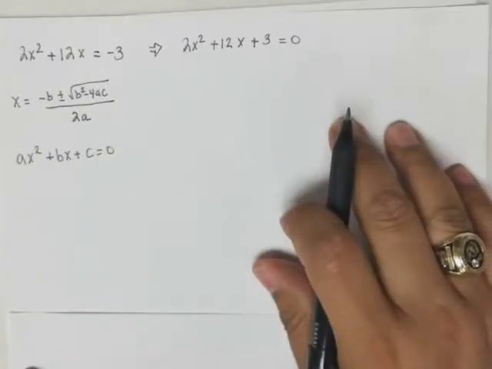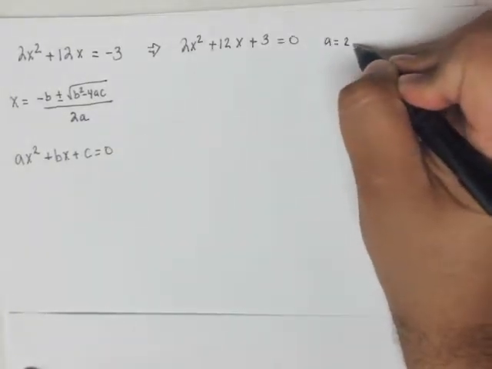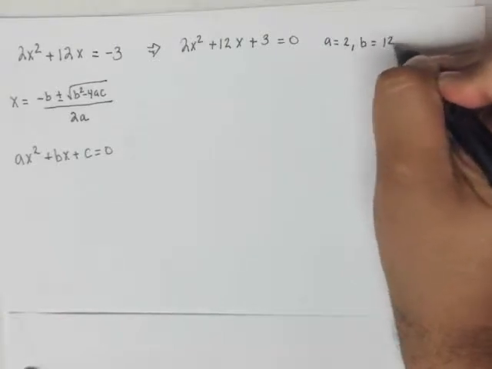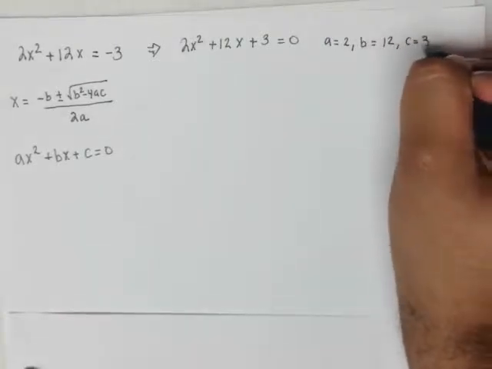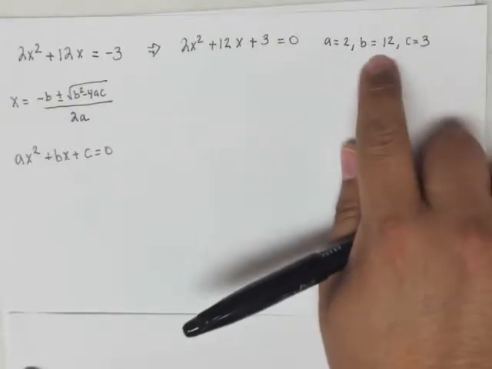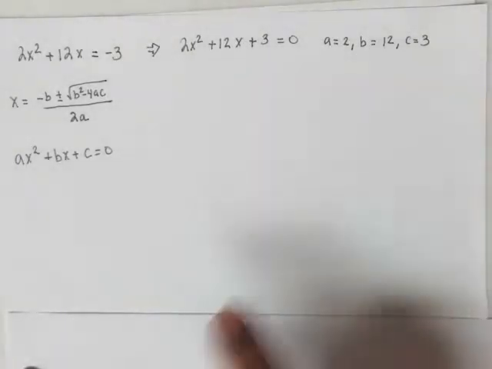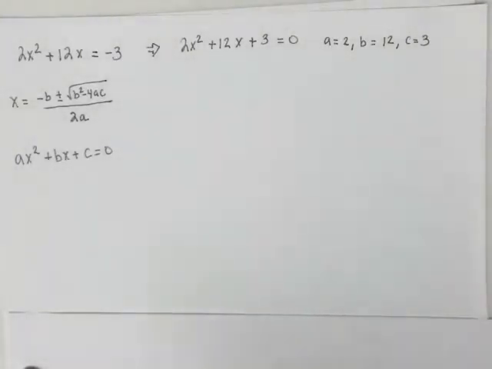Great. Now that I've got this in this form, I can say a equals 2, b equals 12, and c equals 3. Notice I did not say a equals 2x squared. I did not say b equals 12x. No. a, b, and c are the coefficients. We do not include the x squared or x term along with this. Okay? So just keep that in mind.